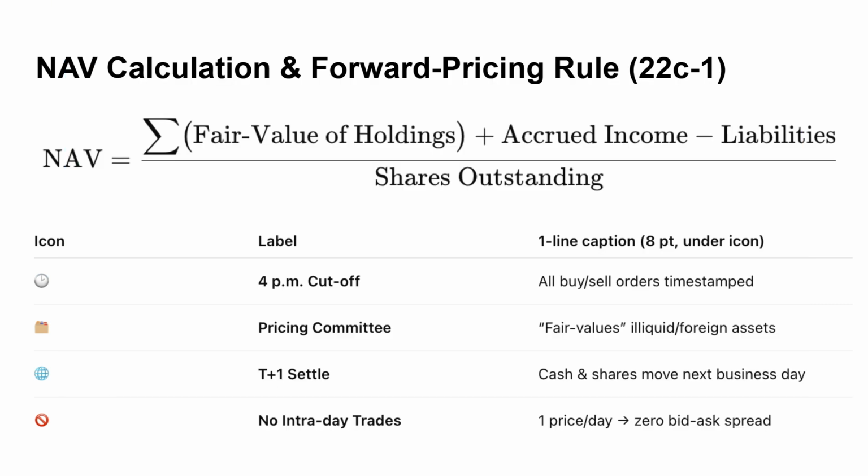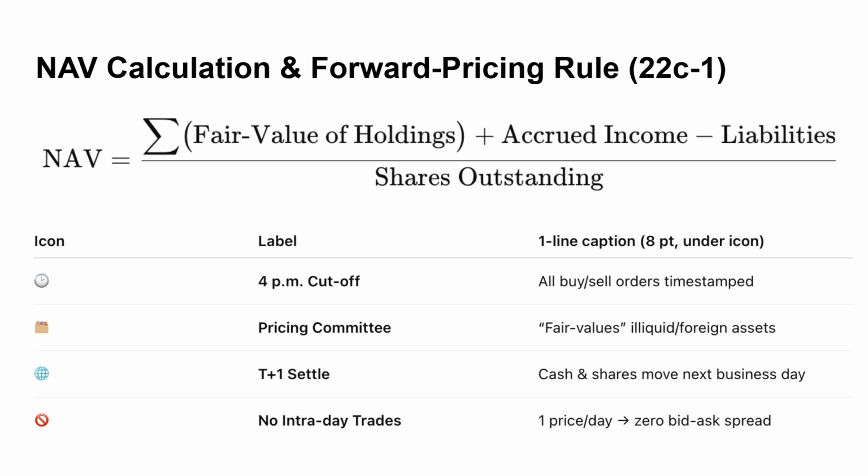Anyways, okay. So the formula is straightforward. If we look at NAV, it is the sum. This is the notation sum. Sum the fair value of every security, and then you add any accrued dividends or bond interest, subtract the liabilities like management fees owed, and then divide this by the shares outstanding. So accrued income minus liabilities is added to the sum fair value, and then is divided by the shares outstanding.